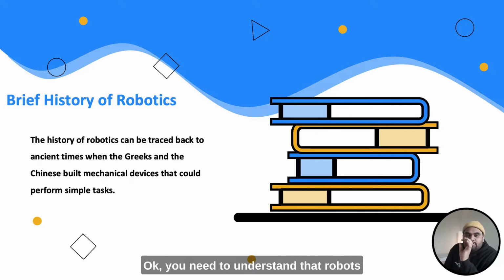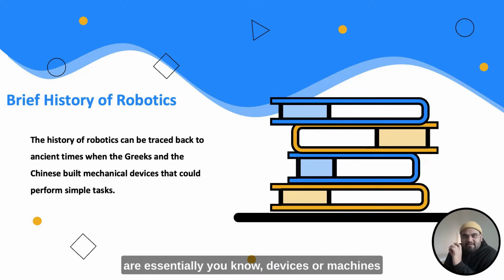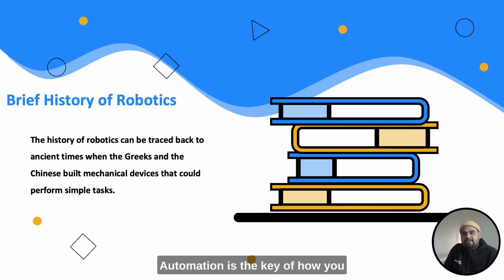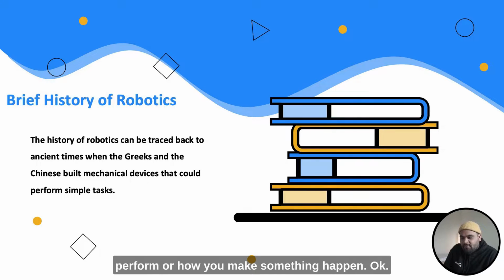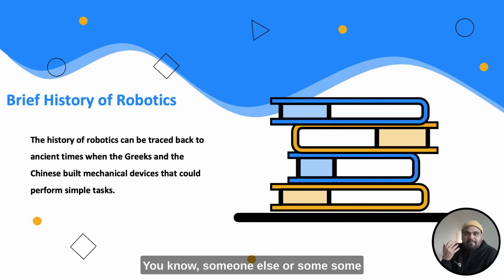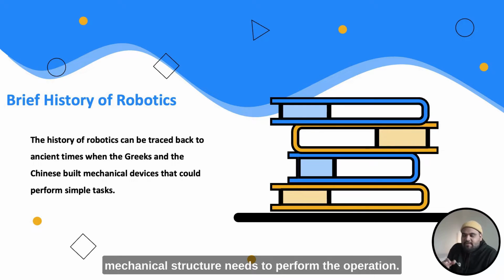Okay, you need to understand that robots are essentially devices or machines which are helpful in automating things. Automation is the key to how you make something happen. In robots as well, you are specifically telling that this operation needs to be done, and I don't want to perform that operation. Someone else or some mechanical structure needs to perform that operation. The same thing happened in ancient times.